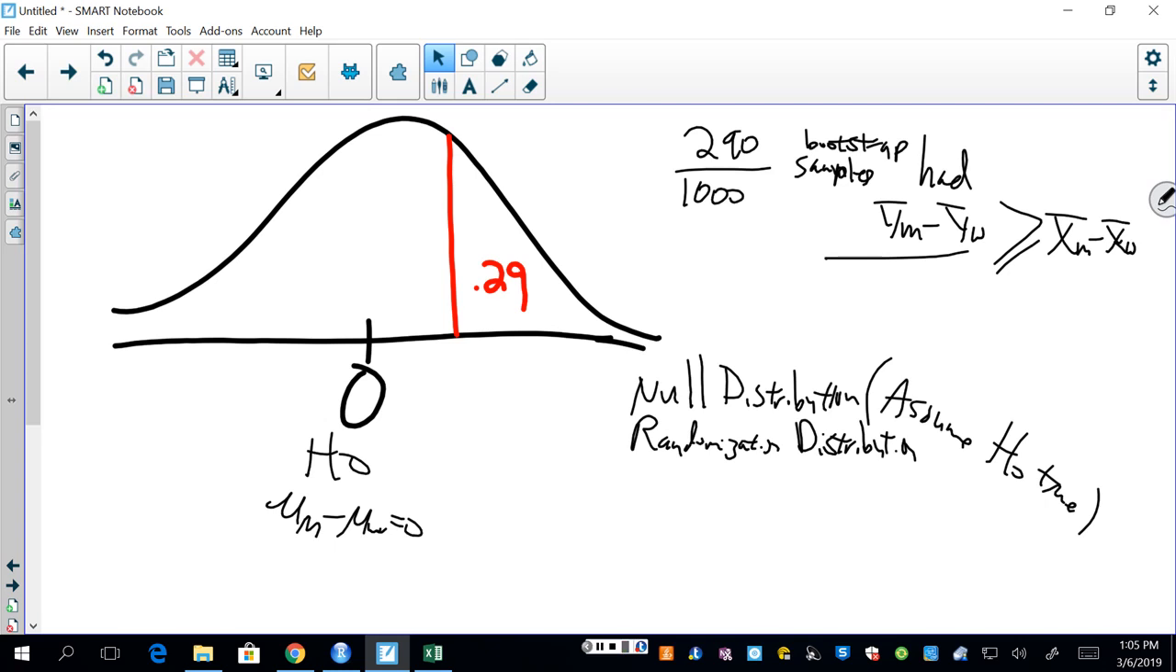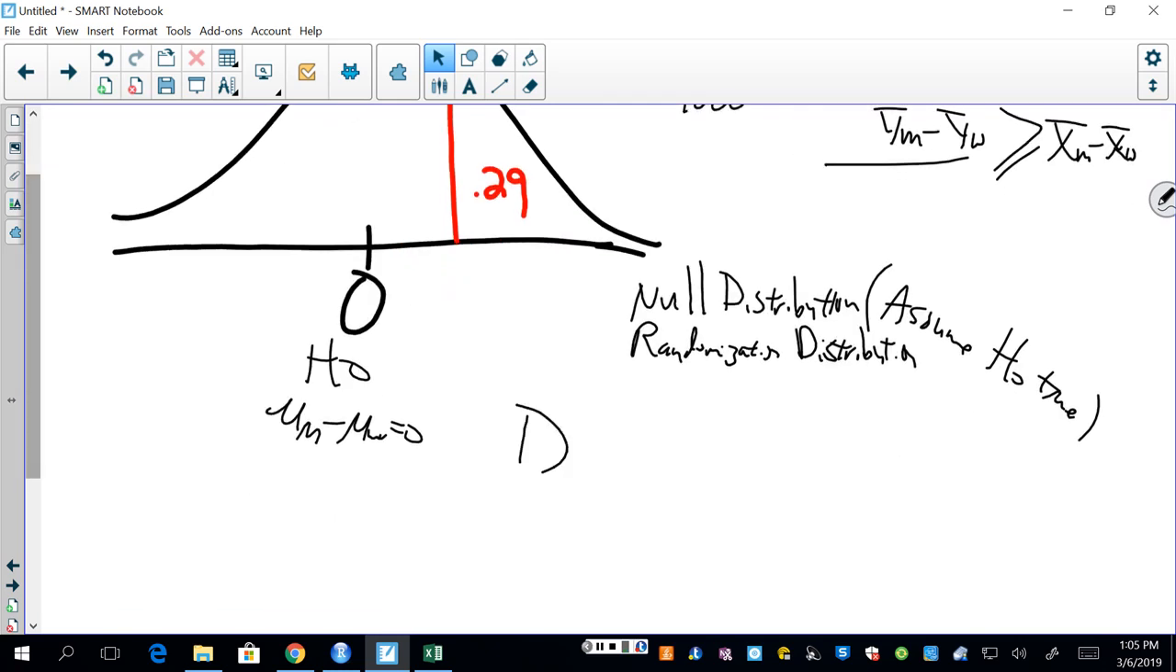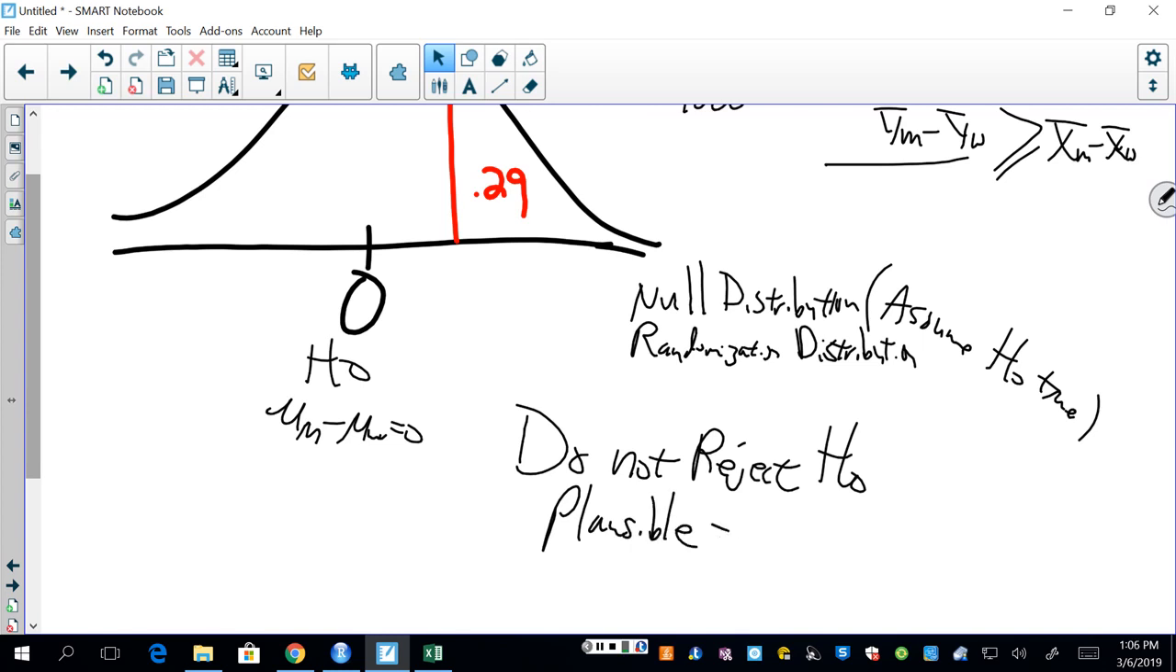And so because this is not small, it's not 1%, it's not 2%, it's not an unusual thing, we conclude do not reject H0. It's plausible then, or it wouldn't be unreasonable to act as if they were equal, and that's not an important difference. So you can say it's plausible that the averages are about the same.